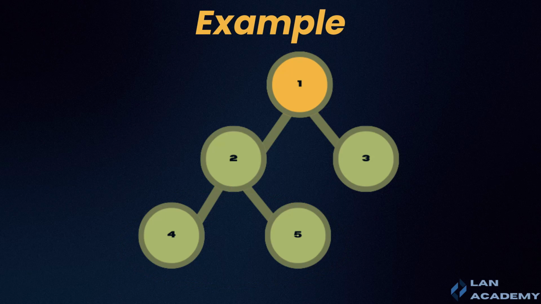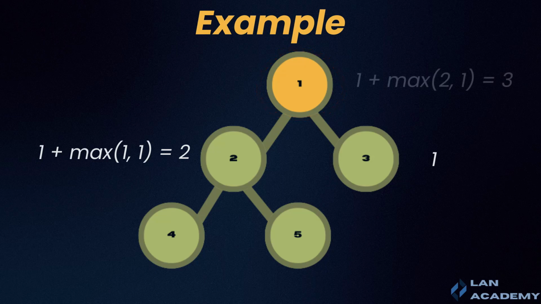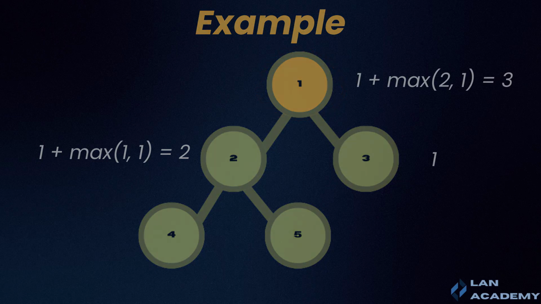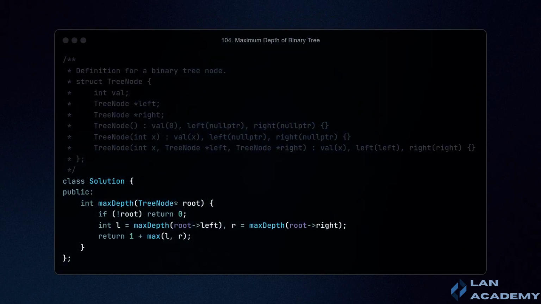Moving up to node 2, the function calculates its depth as 1 plus max(1, 1), which equals 2. Similarly, for the right subtree rooted at node 3, since it is a leaf node, the depth is 1. Finally, at the root node 1, the function calculates the maximum depth as 1 plus max(2, 1), which equals 3.